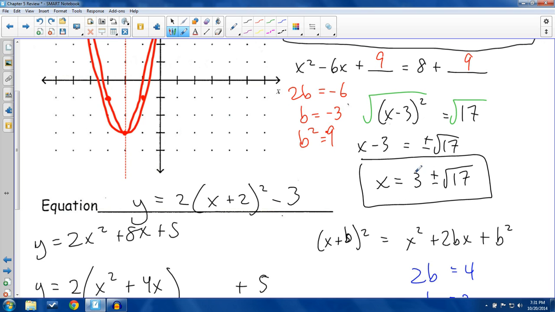Now this final answer is good enough. You don't really want to punch this in the calculator and see what decimal you get, unless you're graphing and you just want to make sure that you're kind of around the general area that you want it to be at.